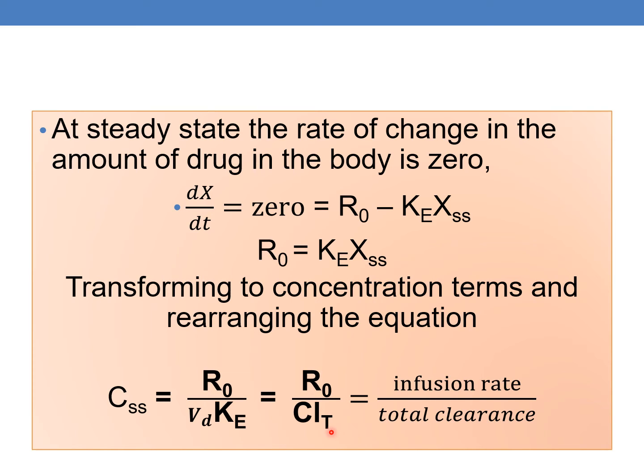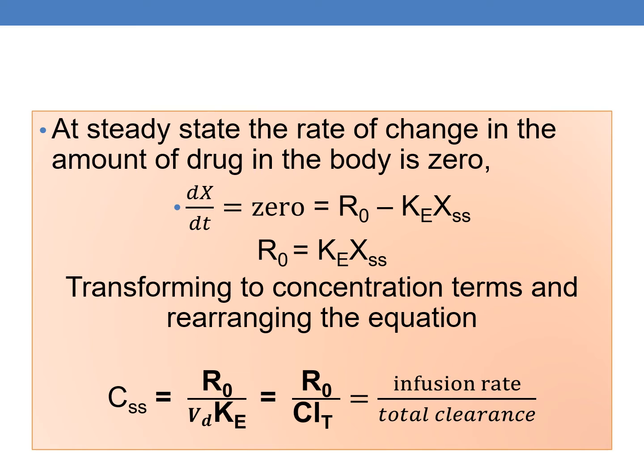So this equation is also important. In the previous slide, we discussed the equations for calculating C, and for Css, this is the equation. Css is equal to R naught by Vd into Ke, or Css is equal to R naught by total clearance. That is nothing but infusion rate by total clearance.